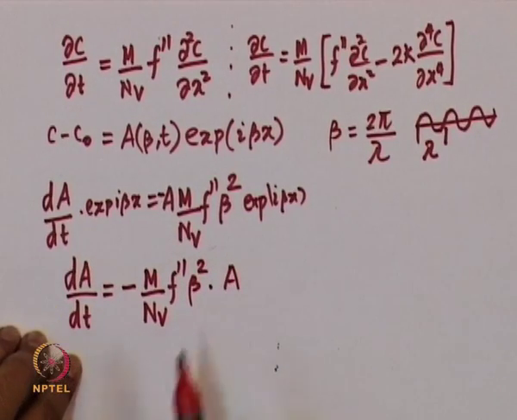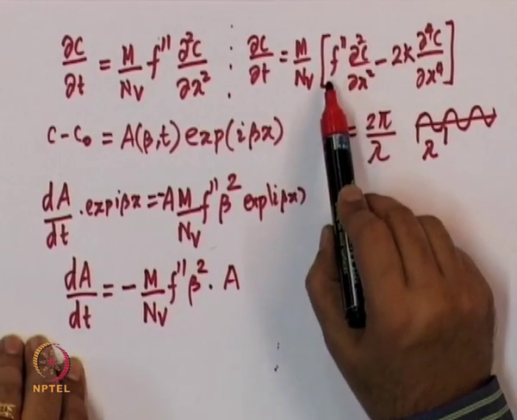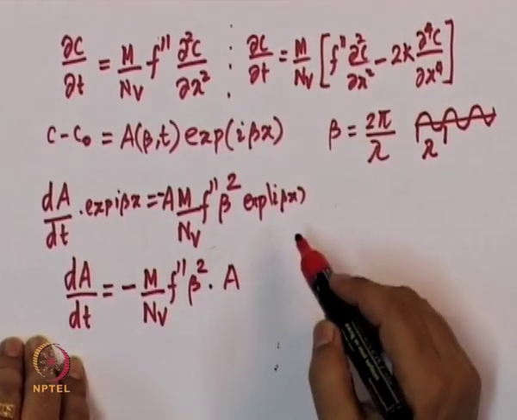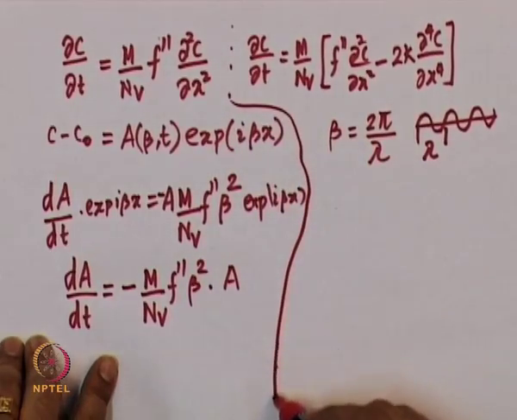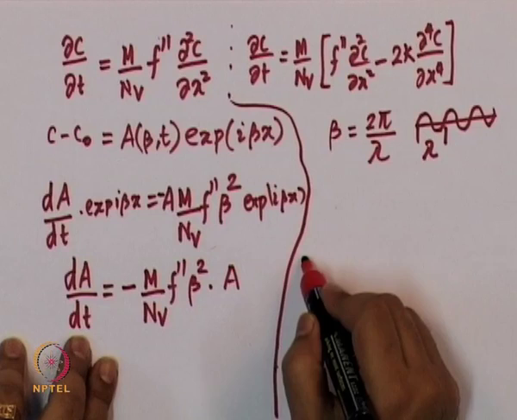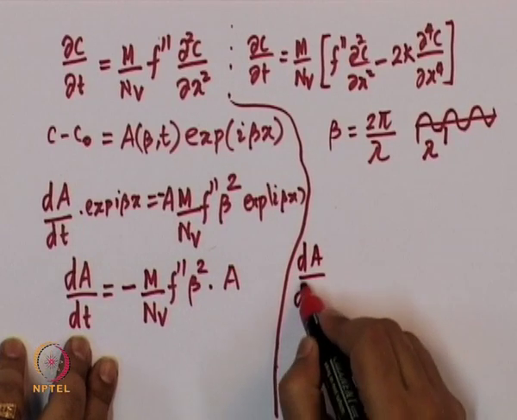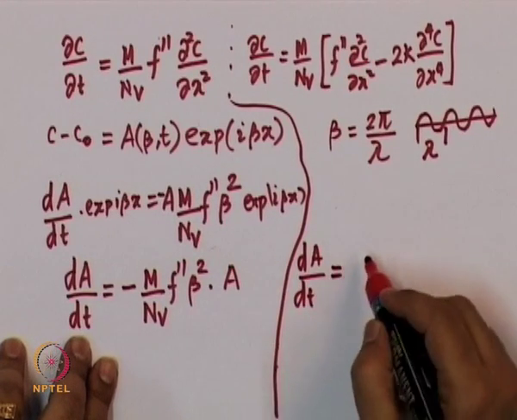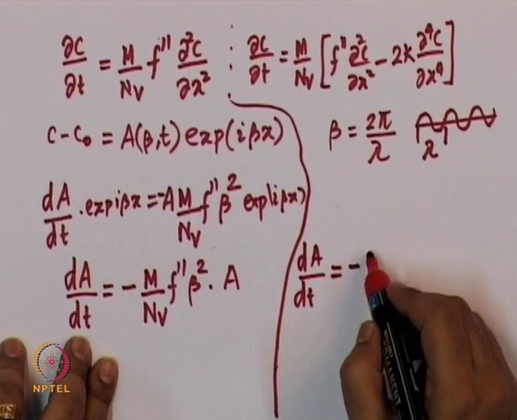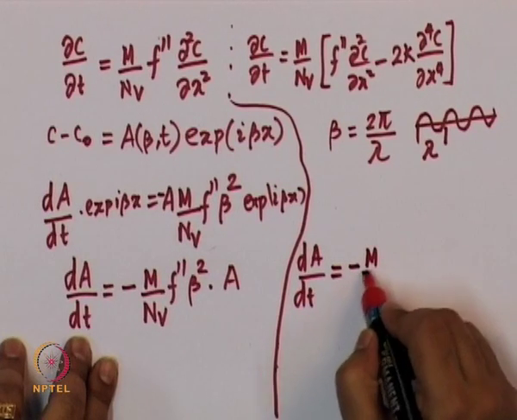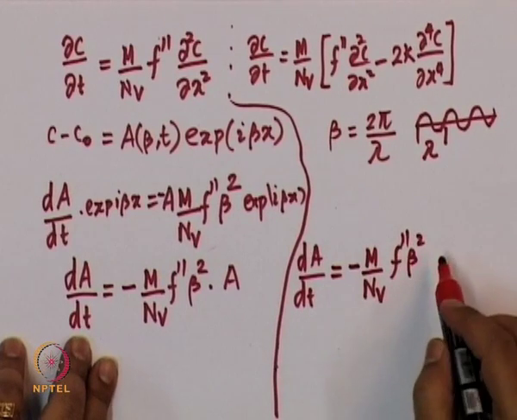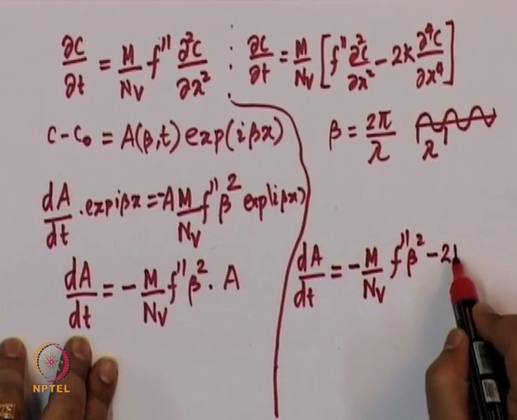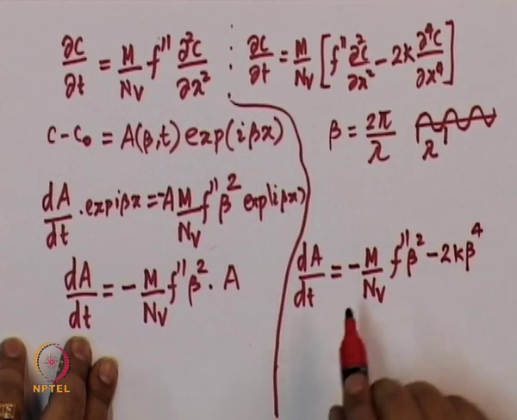In a similar fashion, when I substitute this expression here, okay, let me split the paper. I am going to get dA/dt equal to minus (M/N_v) f'' β² minus 2κβ⁴.